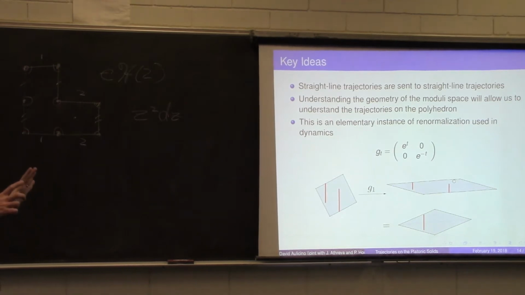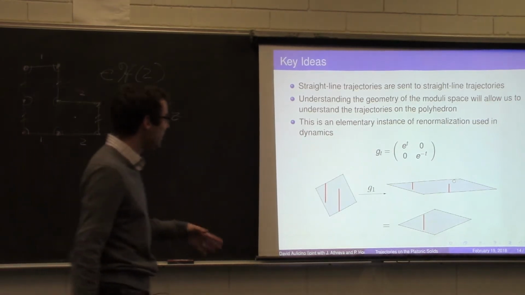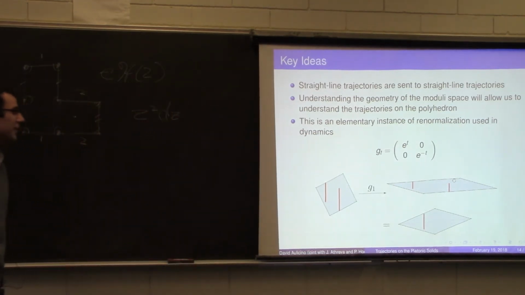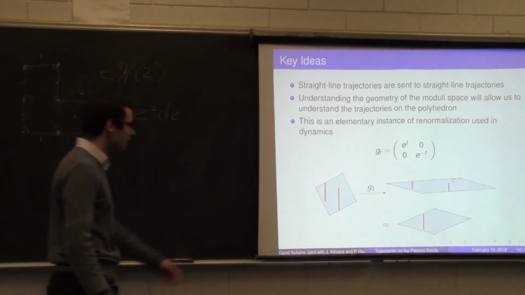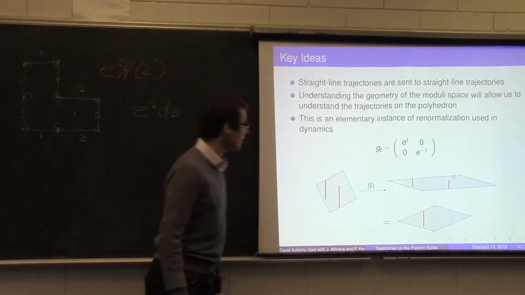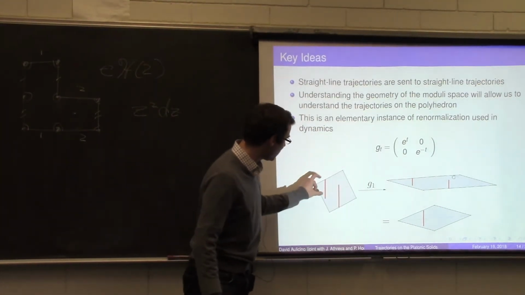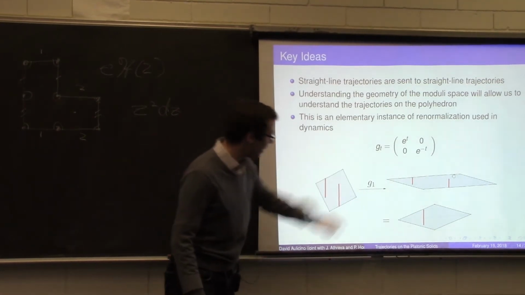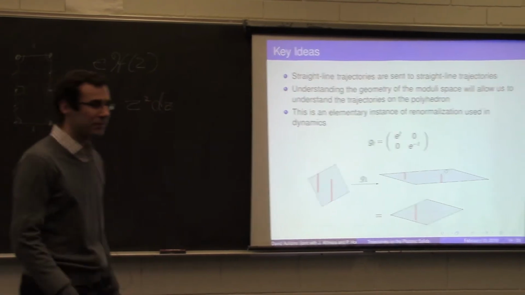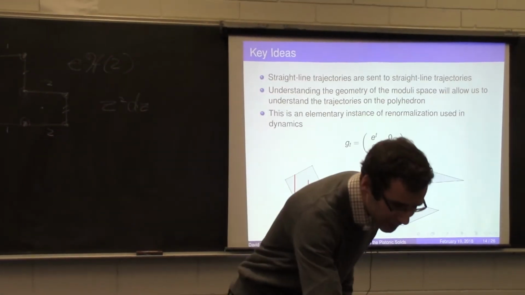So here we have this diagonal matrix coming from something called the Teichmüller geodesic flow. But the point is that the e to the minus t is going to change this larger length trajectory into a shorter length one on a deformed surface.